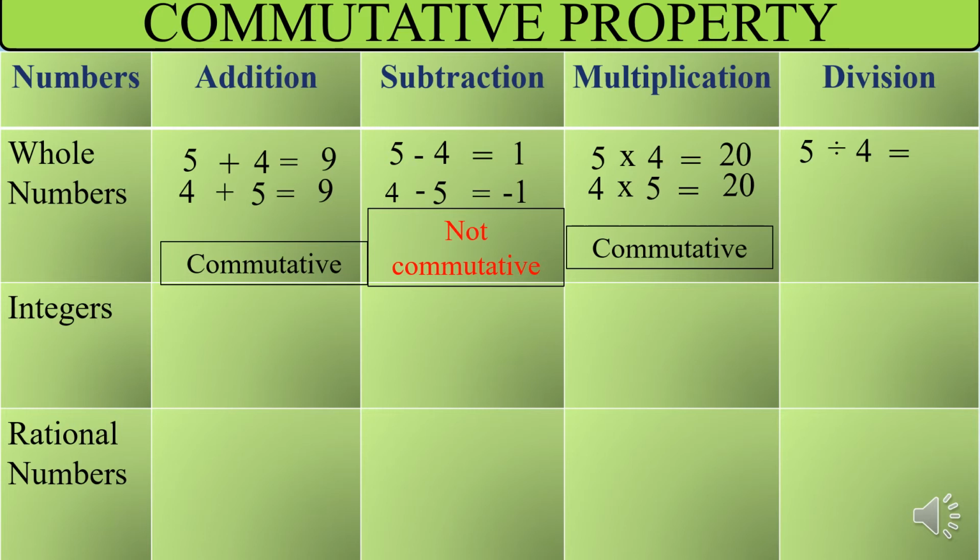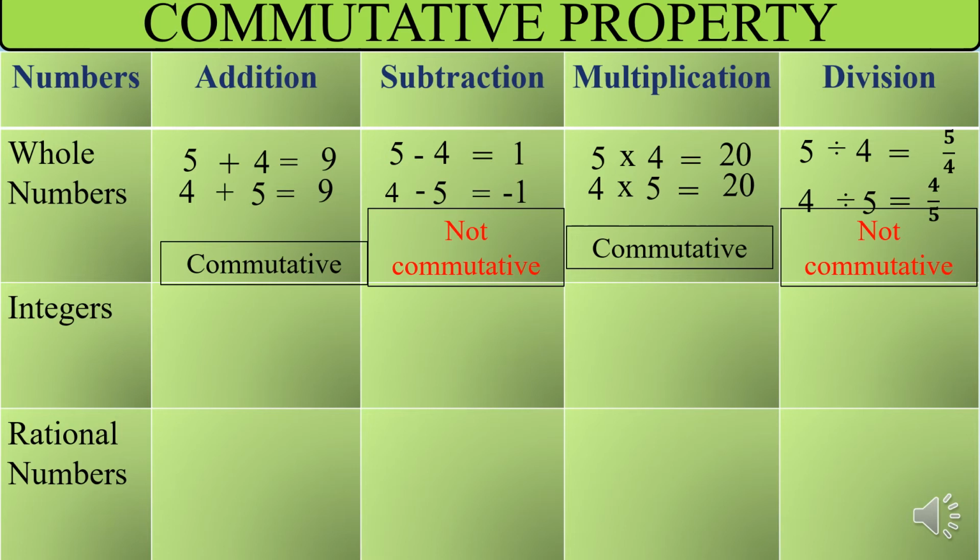Now, let's see what happened for division. Here 5 is divided by 4, we get answer 5 upon 4. And when 4 is divided by 5, we get answer 4 upon 5. And hence here results are different. So we can say that division is not commutative for whole numbers.